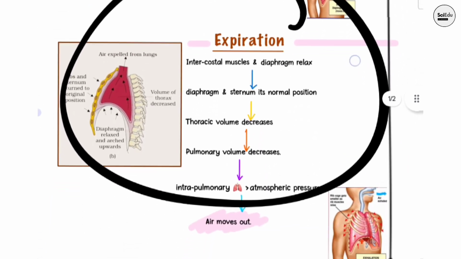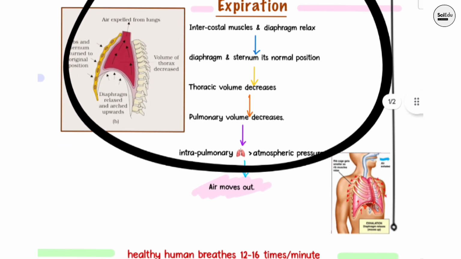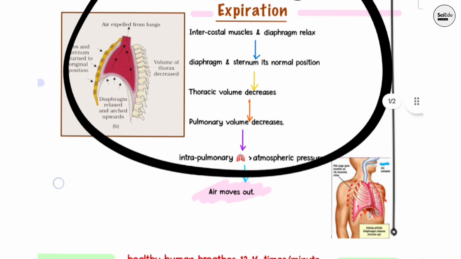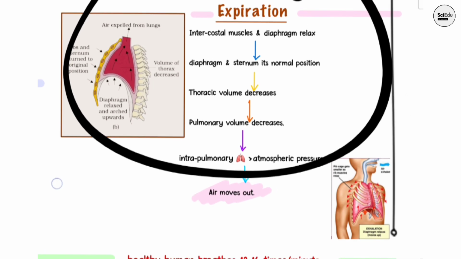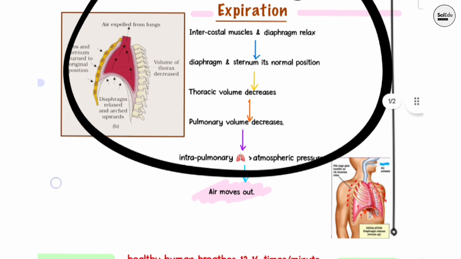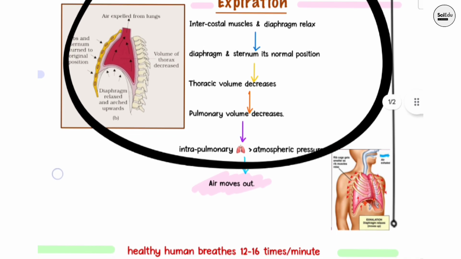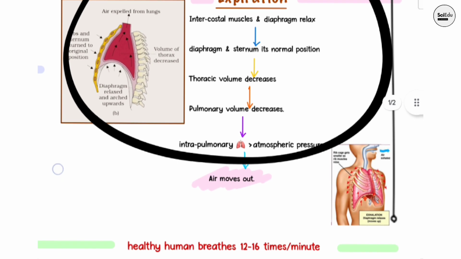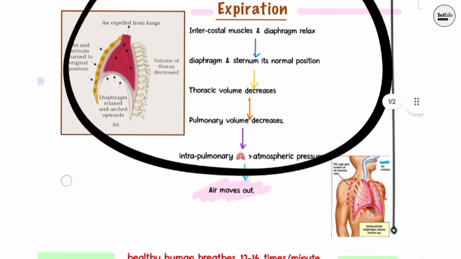Relaxation of the diaphragm and the intercostal muscles returns the diaphragm and sternum to their normal positions and reduces the thoracic volume and thereby the pulmonary volume. This leads to an increase in intrapulmonary pressure to slightly above the atmospheric pressure, causing the expulsion of air from the lungs, i.e., expiration, Figure 14.2b.